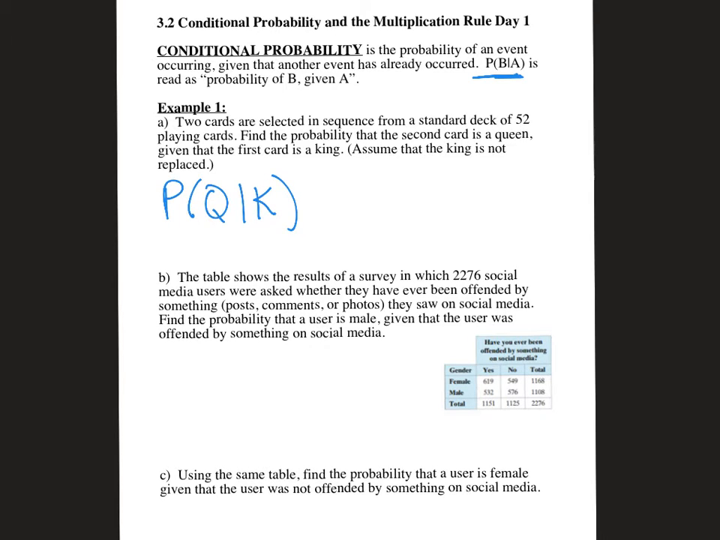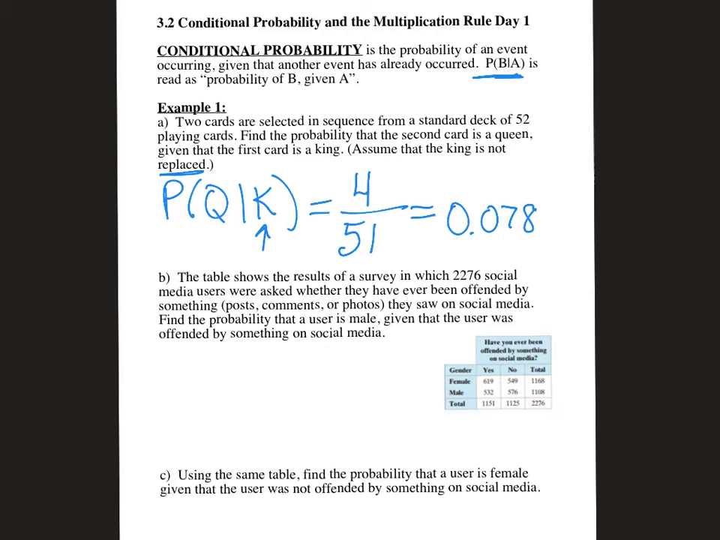Assume that the king is not replaced. This is important because what we're doing is assuming that on the first pick, we have drawn a king. We are not putting that card back in the pile. So that means on our second pick, instead of 52 cards, we have 51 cards. Now, because we assumed that our first card was a king, that means that there are 4 queens left in the deck to draw. So the probability that on our second pick we're going to get a queen, if we assumed we drew a king the first time, is 0.078.